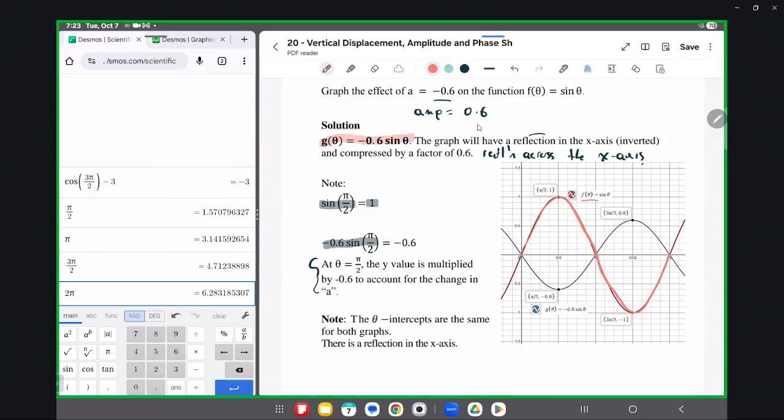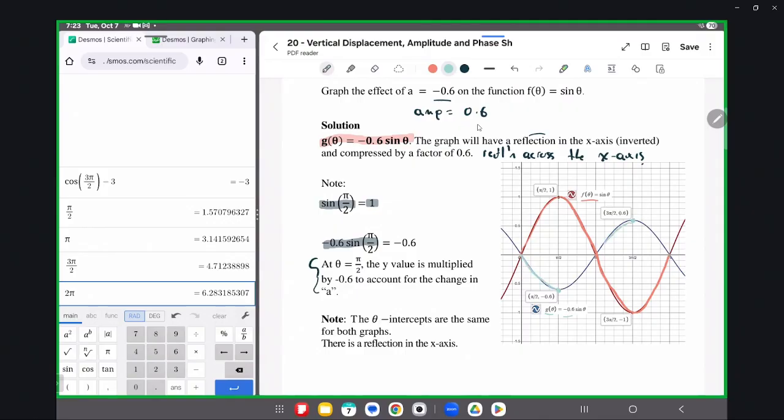And at 2 pi, it passes through 0. The major change here is that when we look at the graph, g of theta is equal to -0.6. We take the y value at 1, multiply it by -0.6, and we get this value below. Instead of a maximum, we now have a minimum. Similarly, at 3 pi over 2, sine of 3 pi over 2 is -1, and when multiplied by -0.6 gives you positive 0.6. So that becomes the new max.